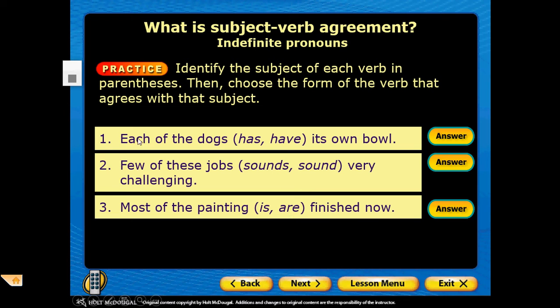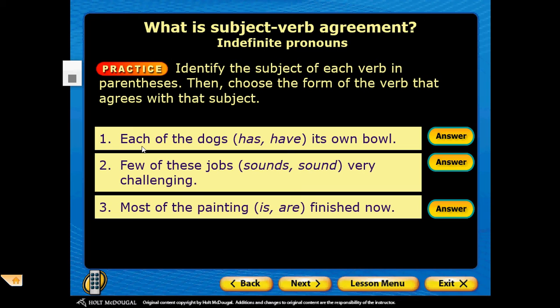So how do I choose, Anthony? It depends on the subject. As we said before, a verb must agree in number with the subject. So what am I going to look for here? I'm looking for the subject, and I'm going to look for whether it is plural or singular. So let's go for number one.